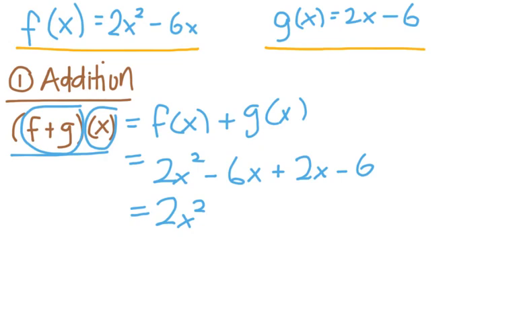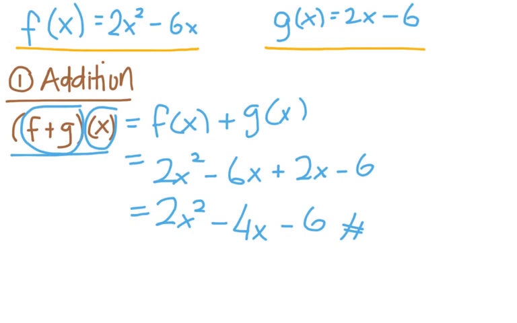But negative 6x with 2x is the same variable, so we can simplify these two values. Negative 6 plus 2 comes out as negative 4, so we get negative 4x. Then we have negative 6, and we don't have any other constant, so negative 6 is already simplified. Now we cannot simplify anymore. So this is the simplified operation for function f plus function g, which is (f + g)(x).